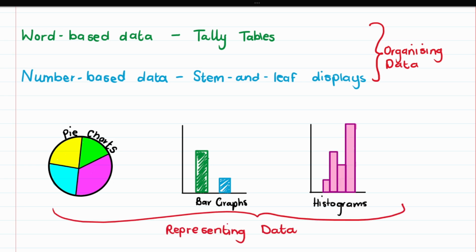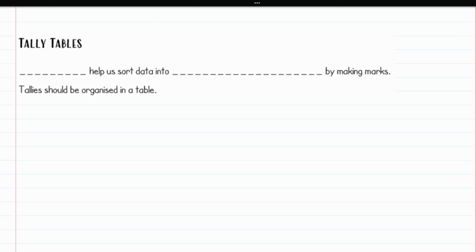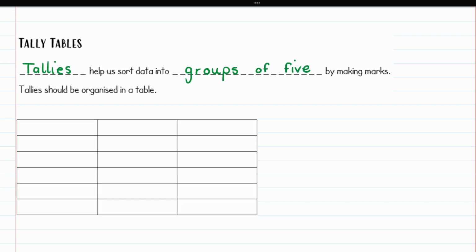Now that we have got the basics out of the way, let's practice organizing data using the two methods previously mentioned. Starting with tally tables. These help us to organize word-based data. They are used to help sort data into groups of 5 by making marks. Tallies should be organized in a table and should contain a frequency column at the end. Let's see how this works.